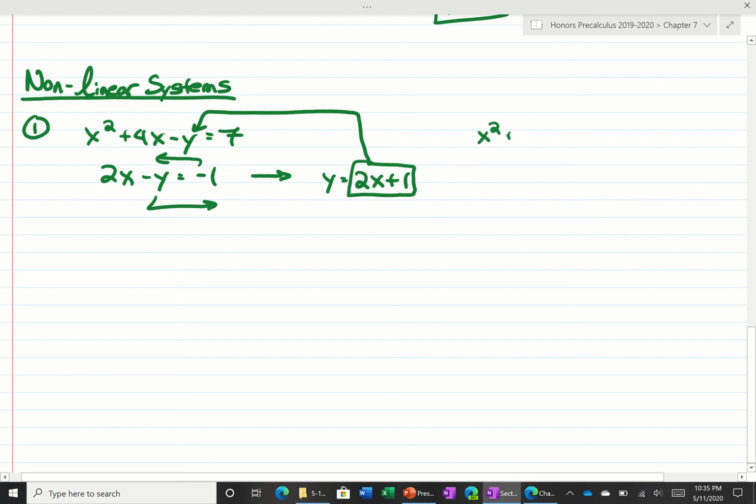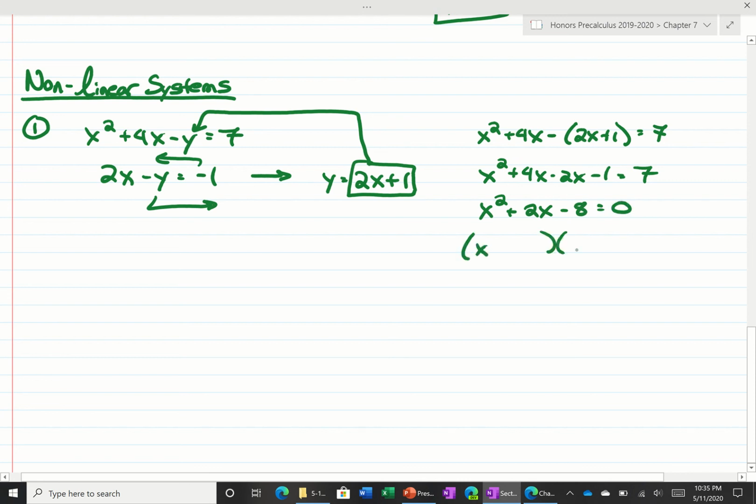So we get x squared plus 4x minus (2x plus 1) is equal to 7. We could distribute the negative, and then bring the 7 on the other side. When we go to solve this, we'd have to factor, and we could use positive 4 and negative 2. So we actually get two x values, negative 4 and positive 2.